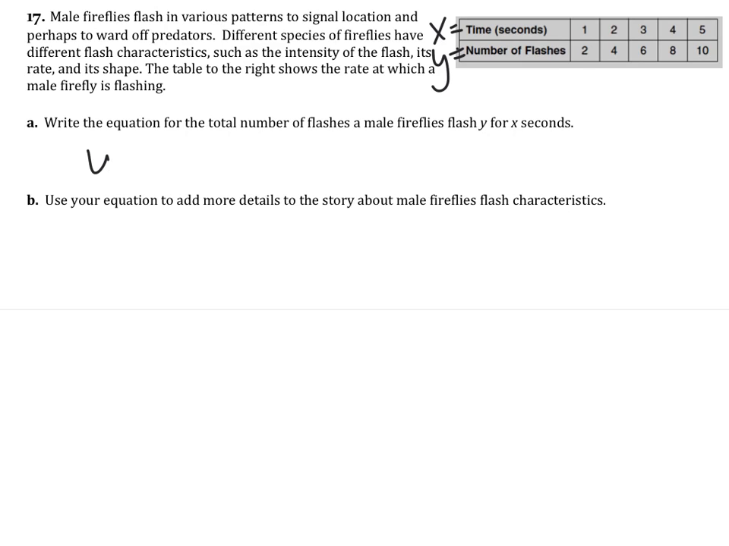So we know we're going to have y equals, what is our slope here? So what's the change in y? Plus 2. So m so far is 2 over 1. 1 plus 1 is 2. So this would simplify to 2. So we have 2 times the number of flashes. And what was the y-intercept on that?